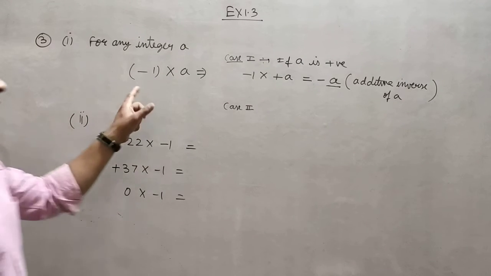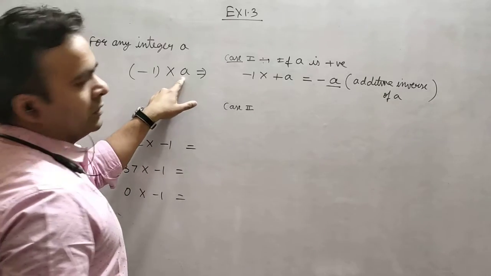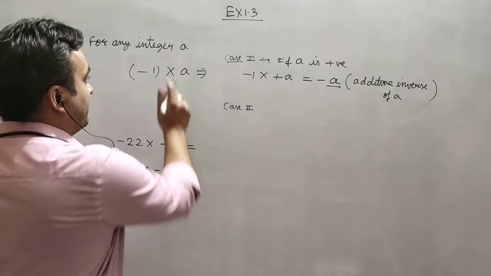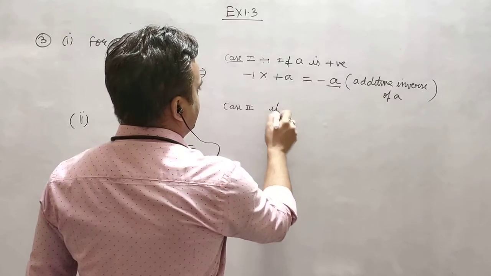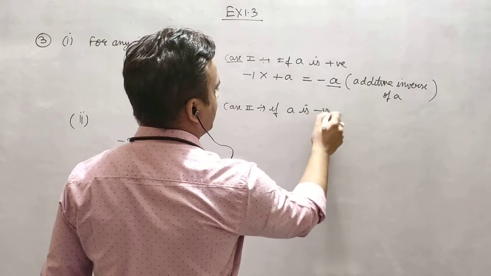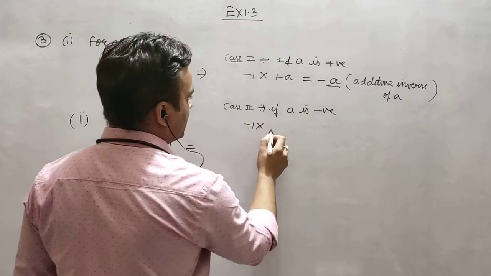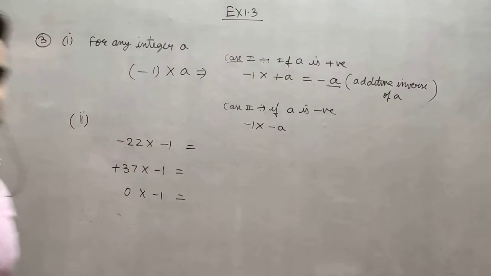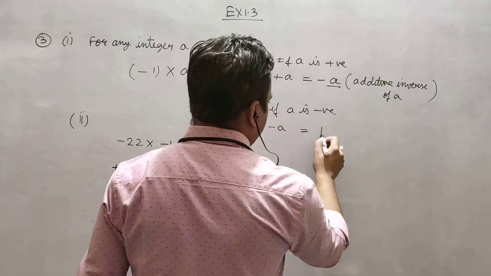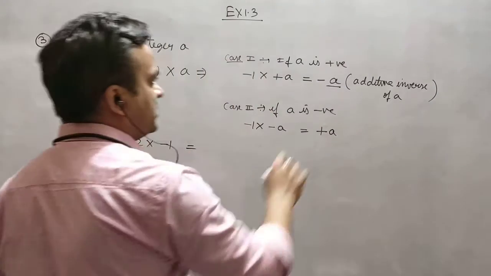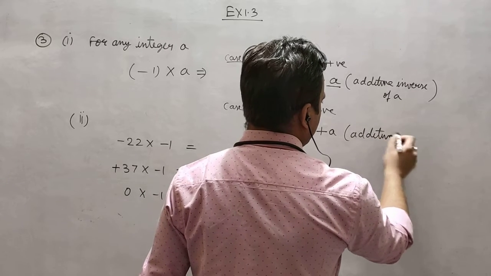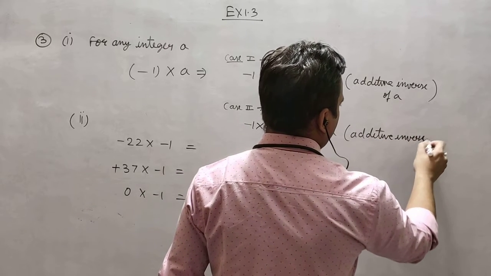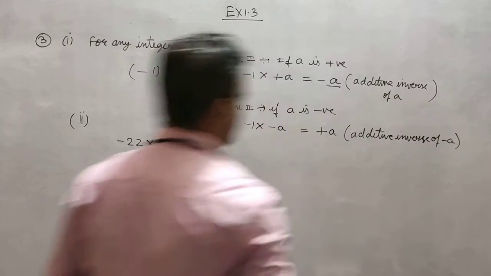We cannot directly write minus 1 into a as if a is positive. If there is no sign, it doesn't mean that it will be positive. That is why they have written a is any integer. Now case 2: if a is negative, then with the minus sign here, it will be plus a. So again it is the additive inverse of minus a. You can see here, this is the additive inverse of minus a.